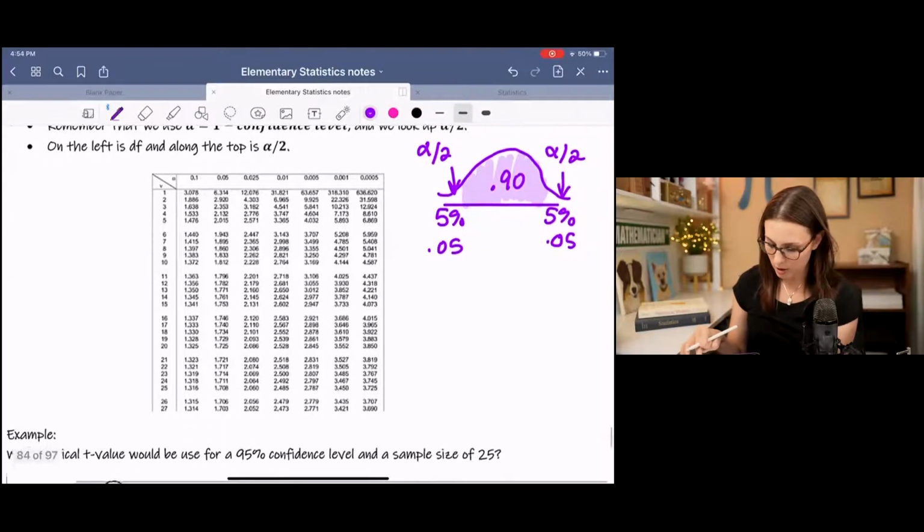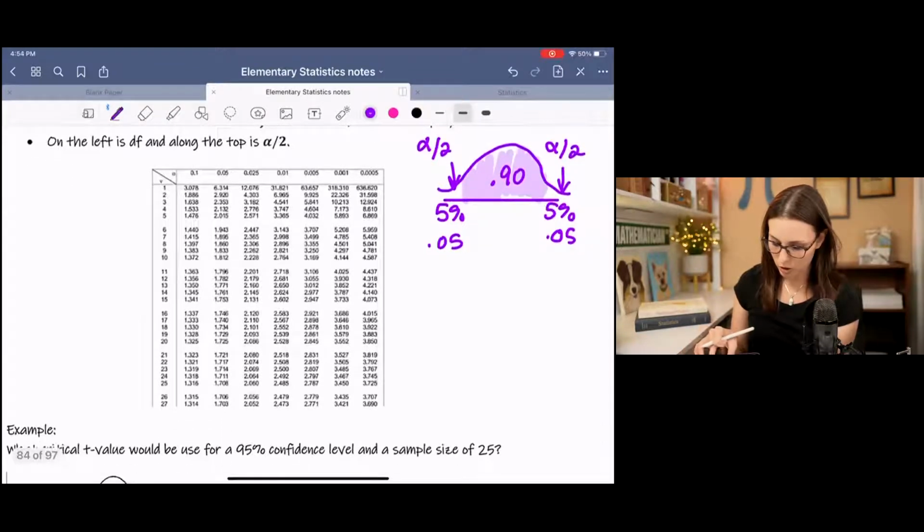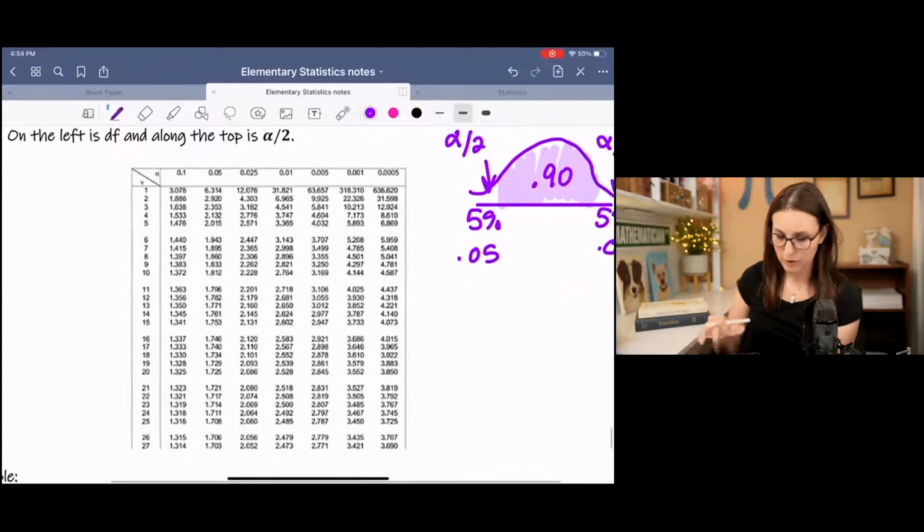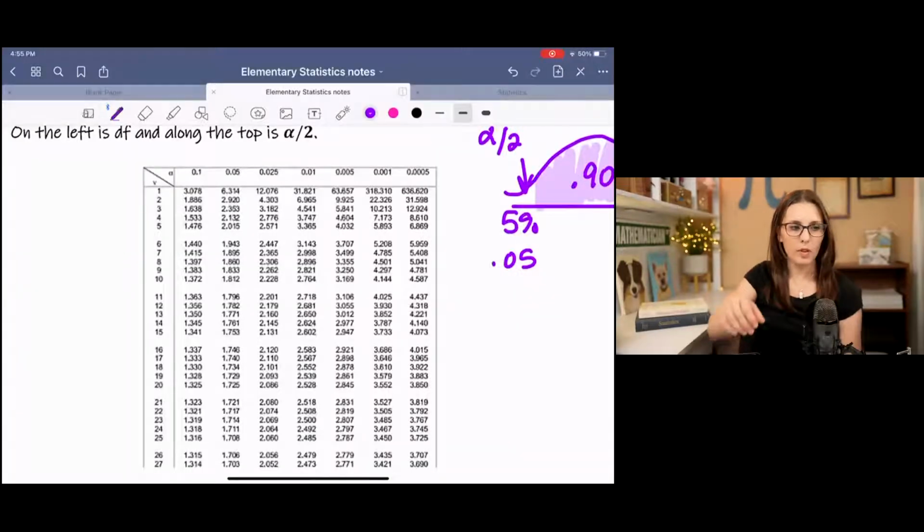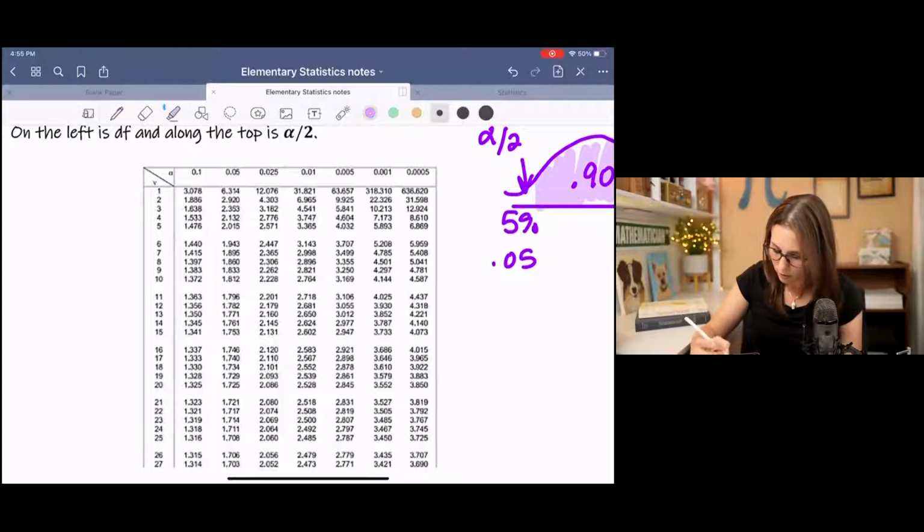And then you have to know your sample size, your degrees of freedom. So if we were to look at this t-table with a 90% confidence level, then our alpha over 2 would be 0.05. And then let's say we had a degrees of freedom of 10. Then you just follow your fingers down 0.05 and 10, and then there's your critical t-value. So very simple.